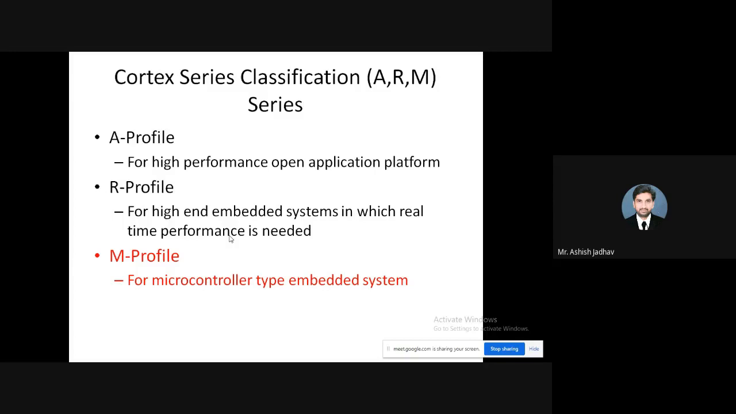Next is this Cortex series classification, right? So there are three series: A series, R series, and M series. In short, we call them A profile, R profile, and M profile. I told you, the A profile is utilized for high performance open application platforms. The R profile is used for high-end embedded systems in which real-time performance is required. And the M profile is required when a microcontroller type embedded system is used in the application. So application profile, real-time profile, and microcontroller profile, these are the three series available in Cortex.